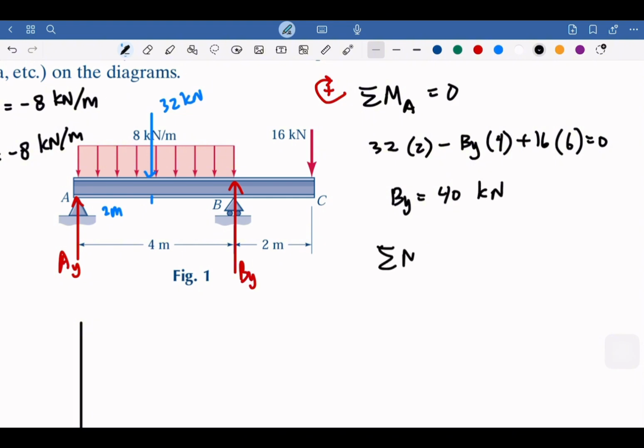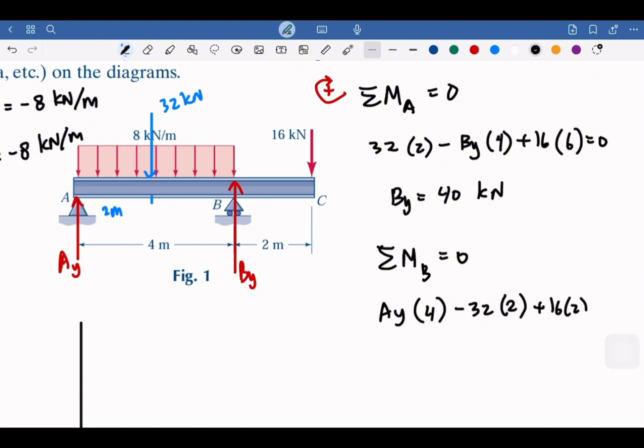Same thing with B, to get the AY. So we have AY with 4 length, and then we have 32 with 2 meter, and then 16 with 2 meter, and we get that the AY should be equal to 8 kilonewton. So you have this is 8 kilonewton, this is 40.